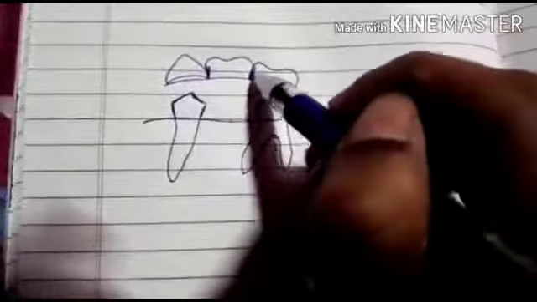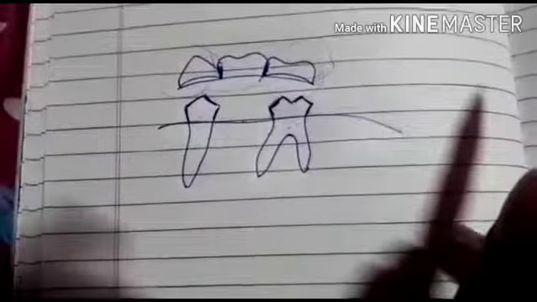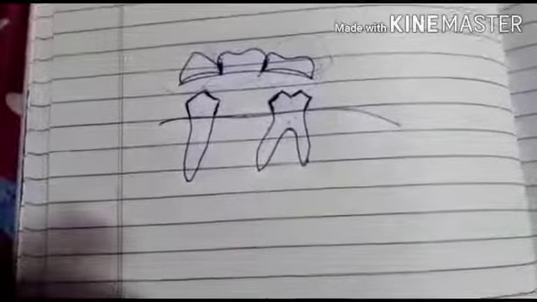Here comes the connector. Now the connector connects the retainer on one side to the retainer on the other side and also connects the various components of an FPD. So I hope you are very clear with the components of a fixed partial denture prosthesis.